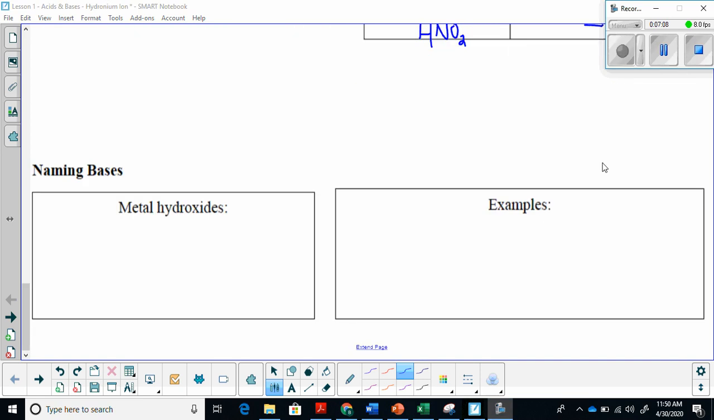Bases, on the other hand, are going to be like ionic compounds. We're going to name them like ionic compounds. And the most common type of base that we will see are metal hydroxides. So basically, when you're naming them, you name them just like ionic compounds. You give the full name of the metal and you write hydroxide after it.